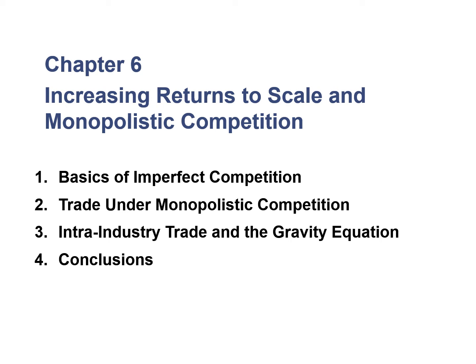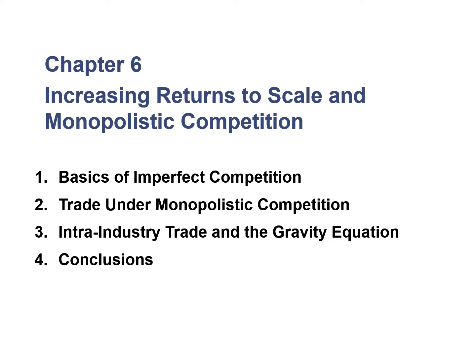So we're now going into chapter 6 and we're going to talk about increasing returns to scale and monopolistic competition. So this is another type of model of trade. There's the Ricardian model, there's Heckscher-Ohlin, there's other kinds as well. And monopolistic competition is a particular model designed to explain certain characteristics of trade.